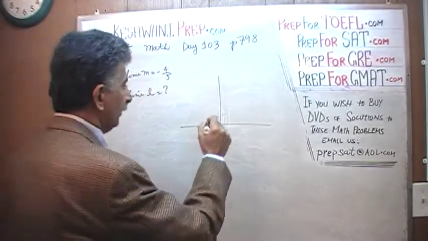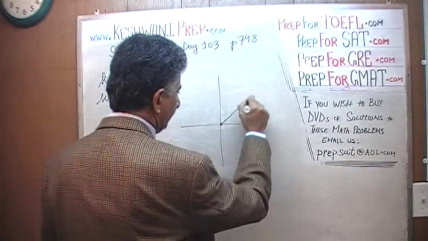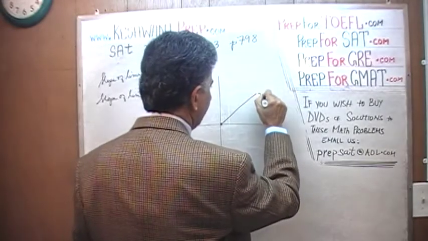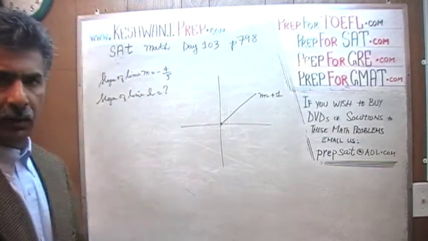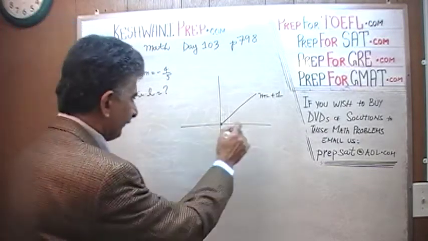For example, let's do something very simple. Here's this line, and it has a slope of positive 1. What's going to be the reflection of this line along the x-axis?